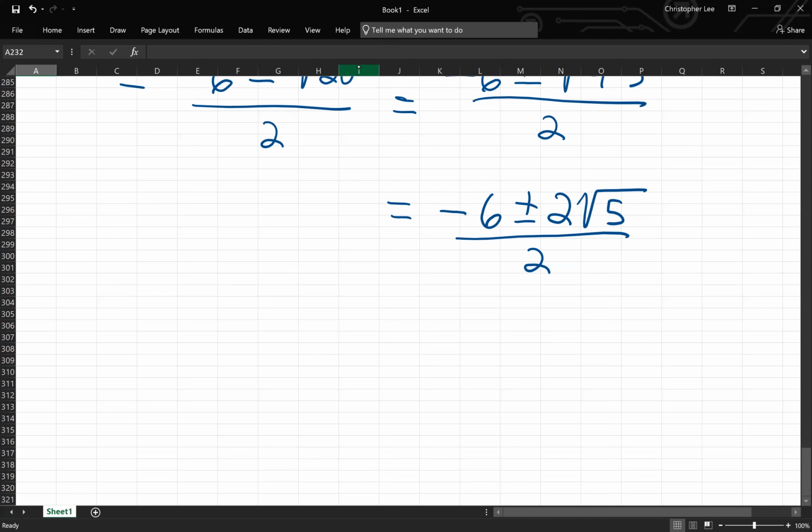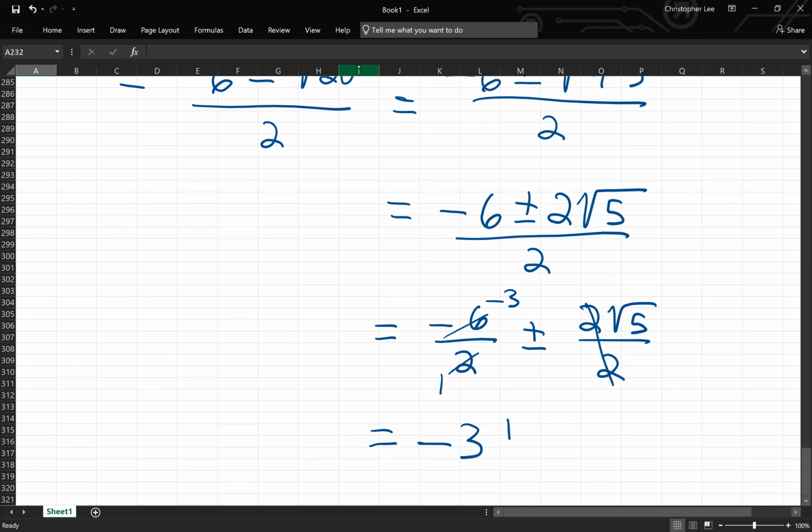And then we can reduce this a little bit, right? I'm just gonna break it apart so that you can see how I'm gonna reduce it. So this is negative 6 over 2 plus or minus 2 square root 5 over 2, right? These twos will cancel out. 2 goes into 2 once, 2 goes into negative 6, negative 3 times. Final answer, negative 3 plus or minus square root 5. And that's it.